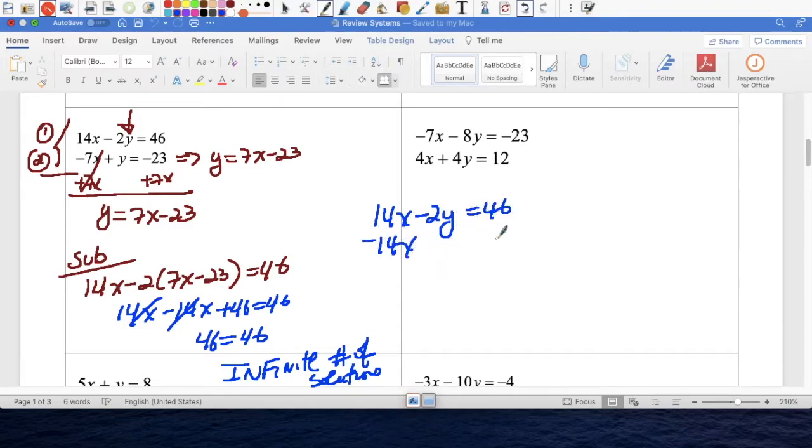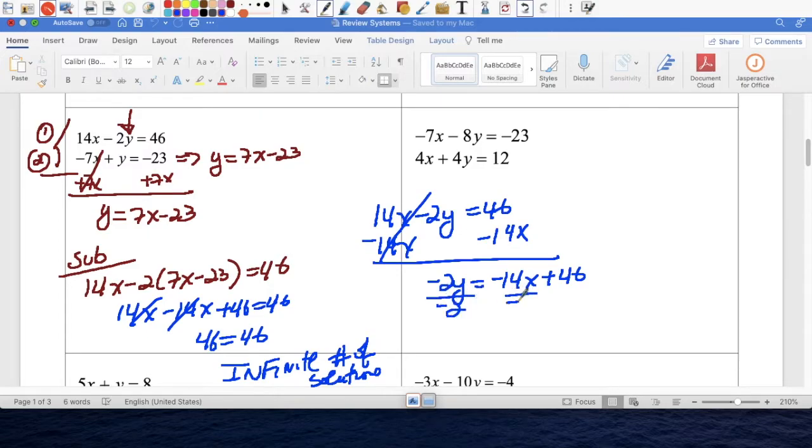Minus 14x, minus 14x. These two go away. We get negative 2y equals negative 14x plus 46. We're going to divide everything by negative 2. And y equals positive 7x minus 23. So notice that equation 1 and equation 2 are exactly identical. So both lines are on top of each other, right?